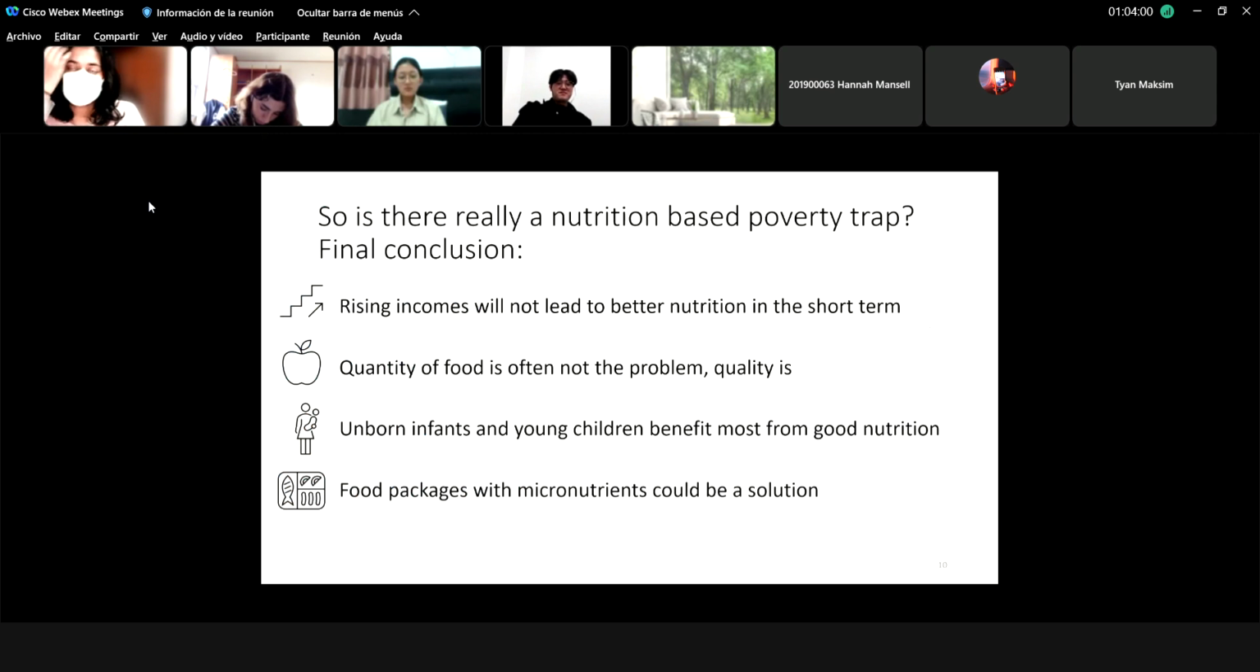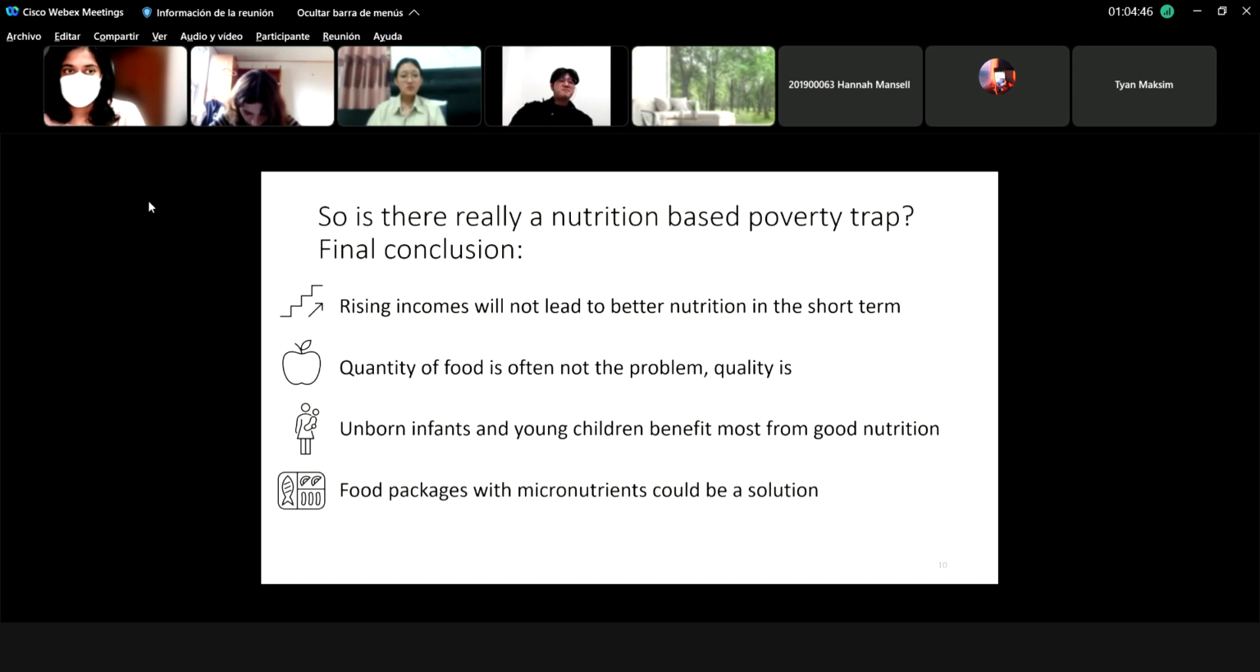So the final conclusion of the authors: is there really a nutrition-based poverty trap? One of the final conclusions of this chapter the authors make is that rising income will not lead to better nutrition in the short term. So we have seen the graphics that even though your income might increase by like $1, around 6 cents will be spent more on food, but not the whole 10 cents you might get. And the quantity of food is often not the problem, but the quality is. So therefore, the author's argument is with intelligence and height and how it is related to nutrition.